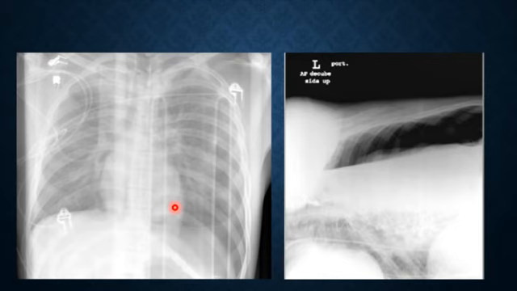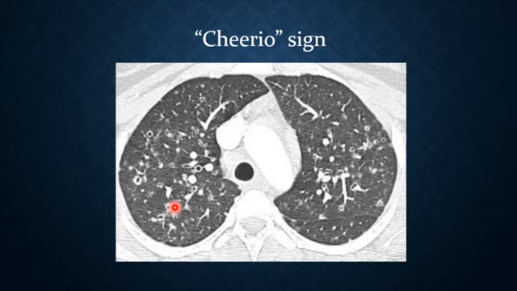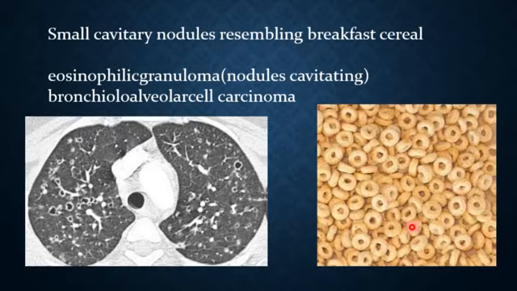Now, another sign we have here is the Cheerio sign. Cheerio is some sort of cornflakes for breakfast of children, you know, Cheerios, called the rounded small things. You can see here and there multiple rounded things that look like Cheerios here and there and there. So like this is the Cheerio.